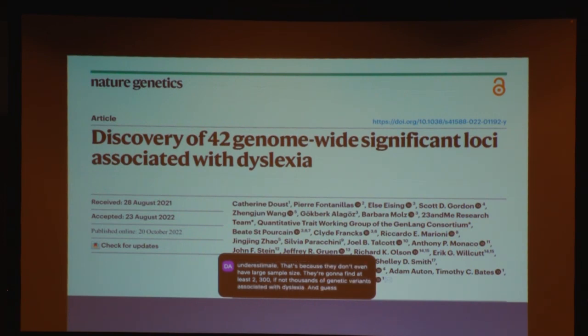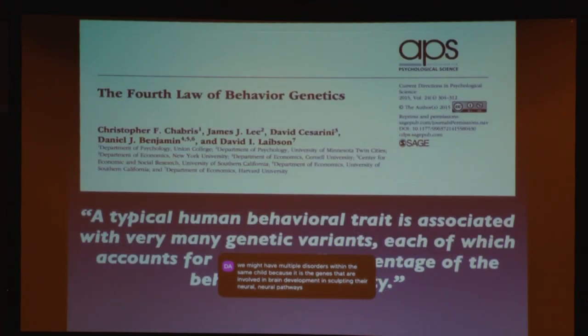And guess what? When you look at the biological downstream effects of these genes, when you ask what do they actually functionally do when they become proteins, well, guess what? They're involved in building the brain. That's what they're involved with. So that also helps us to understand why we might have multiple disorders within the same child, because it is the genes that are involved in brain development, in sculpting their neuronal pathways, that are different in these children. And this has led to the articulation of what's called the fourth law of behavioral genetics, which states that a typical human behavioral trait, such as mathematics, is associated with many genetic variants, each of which accounts for a small percentage of the behavioral variance. So we have many genes, not one single gene.